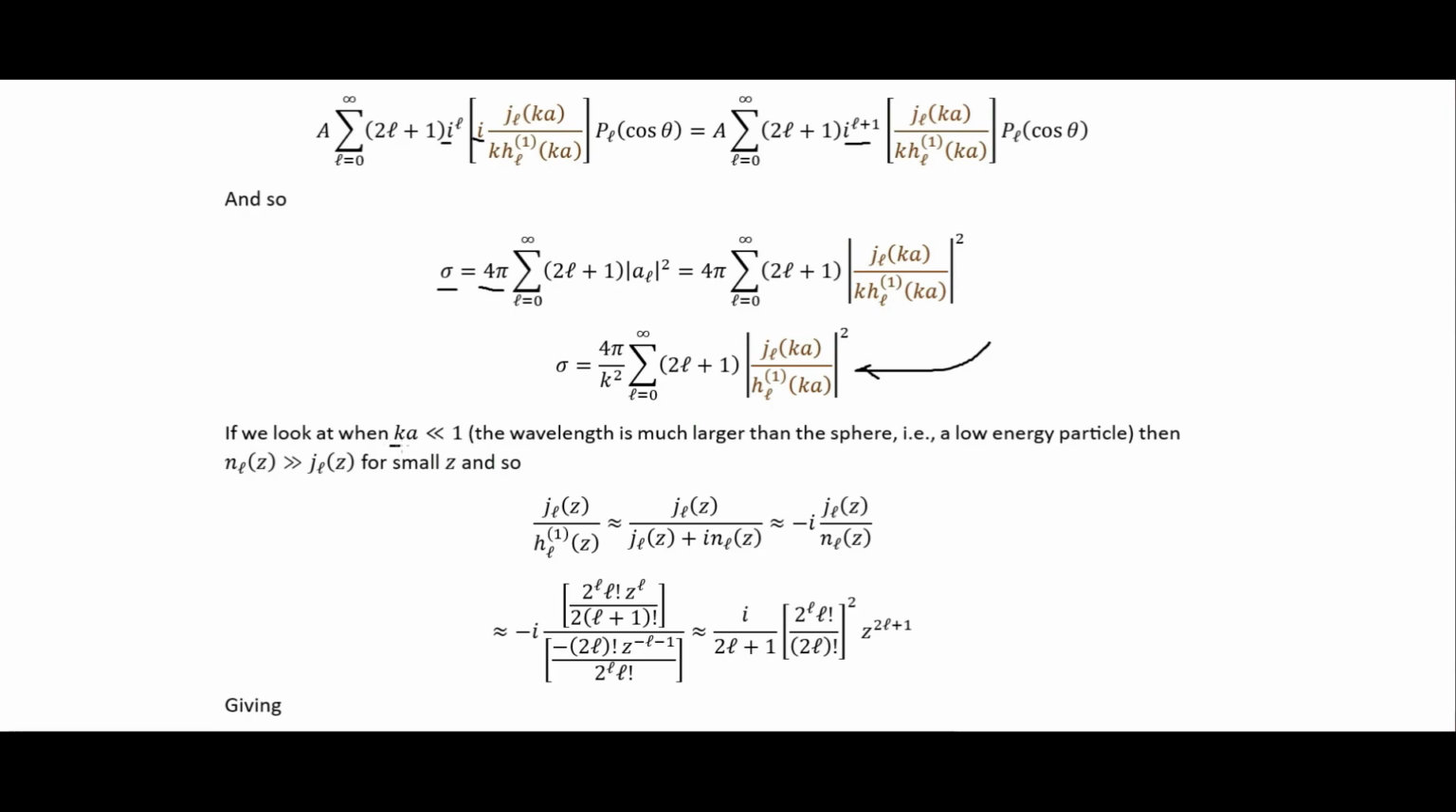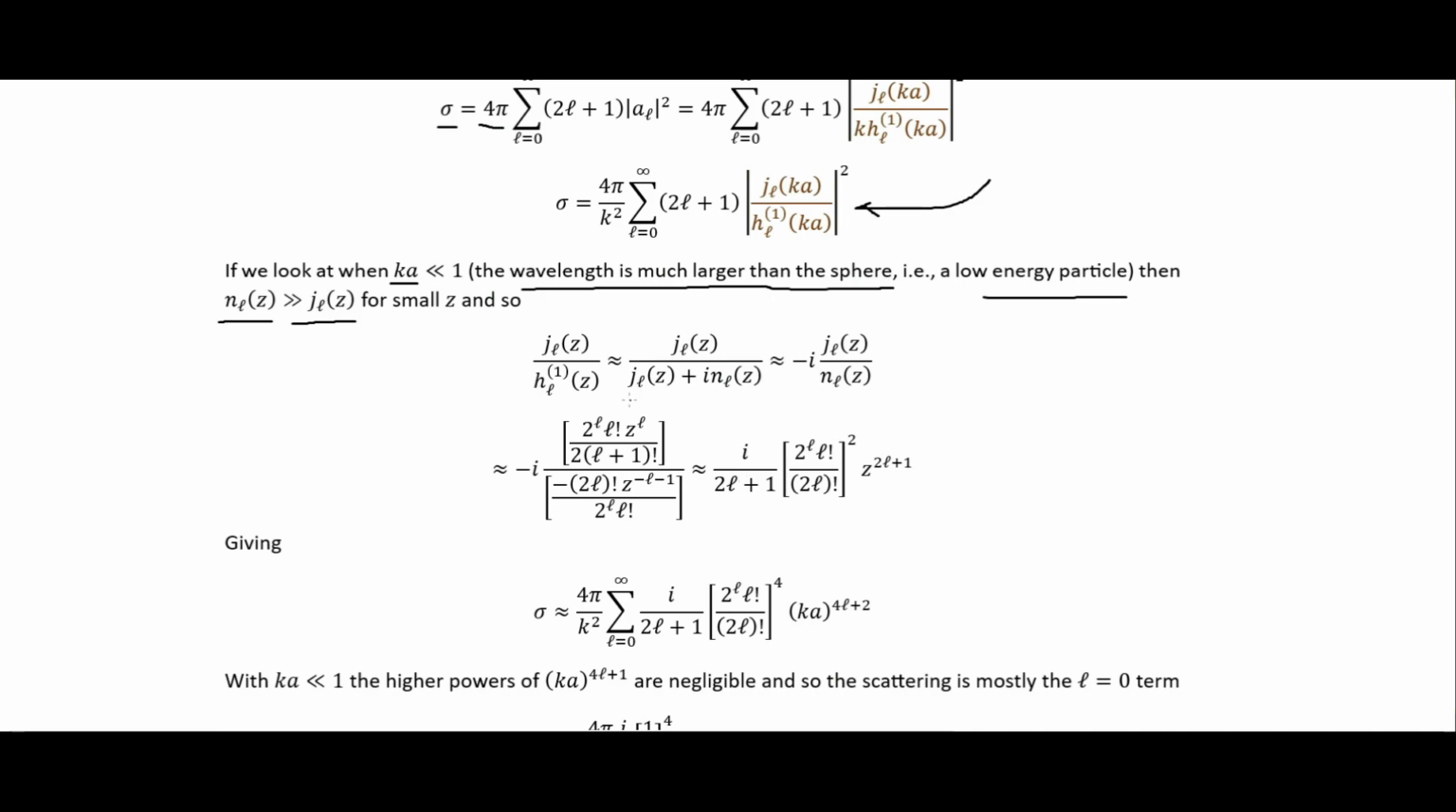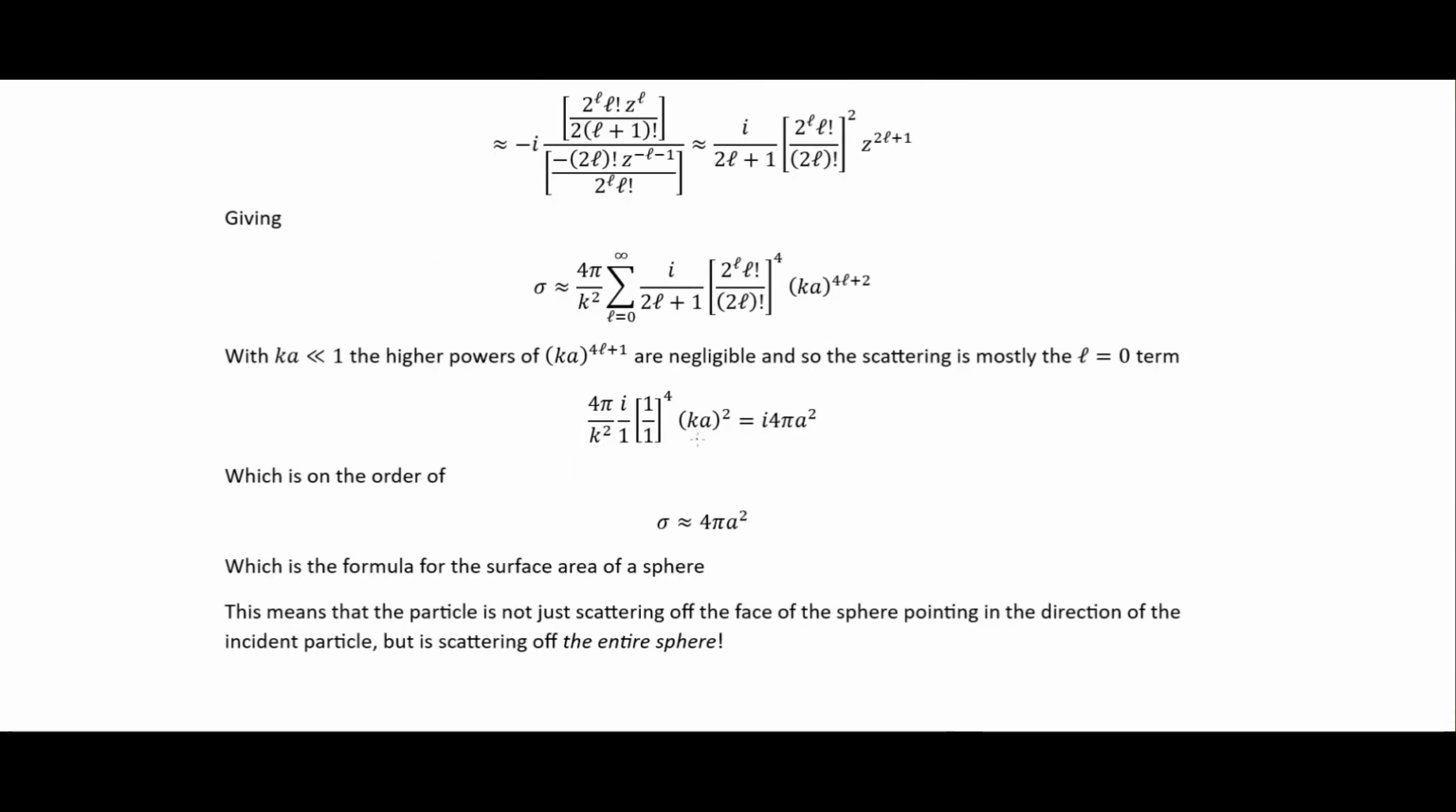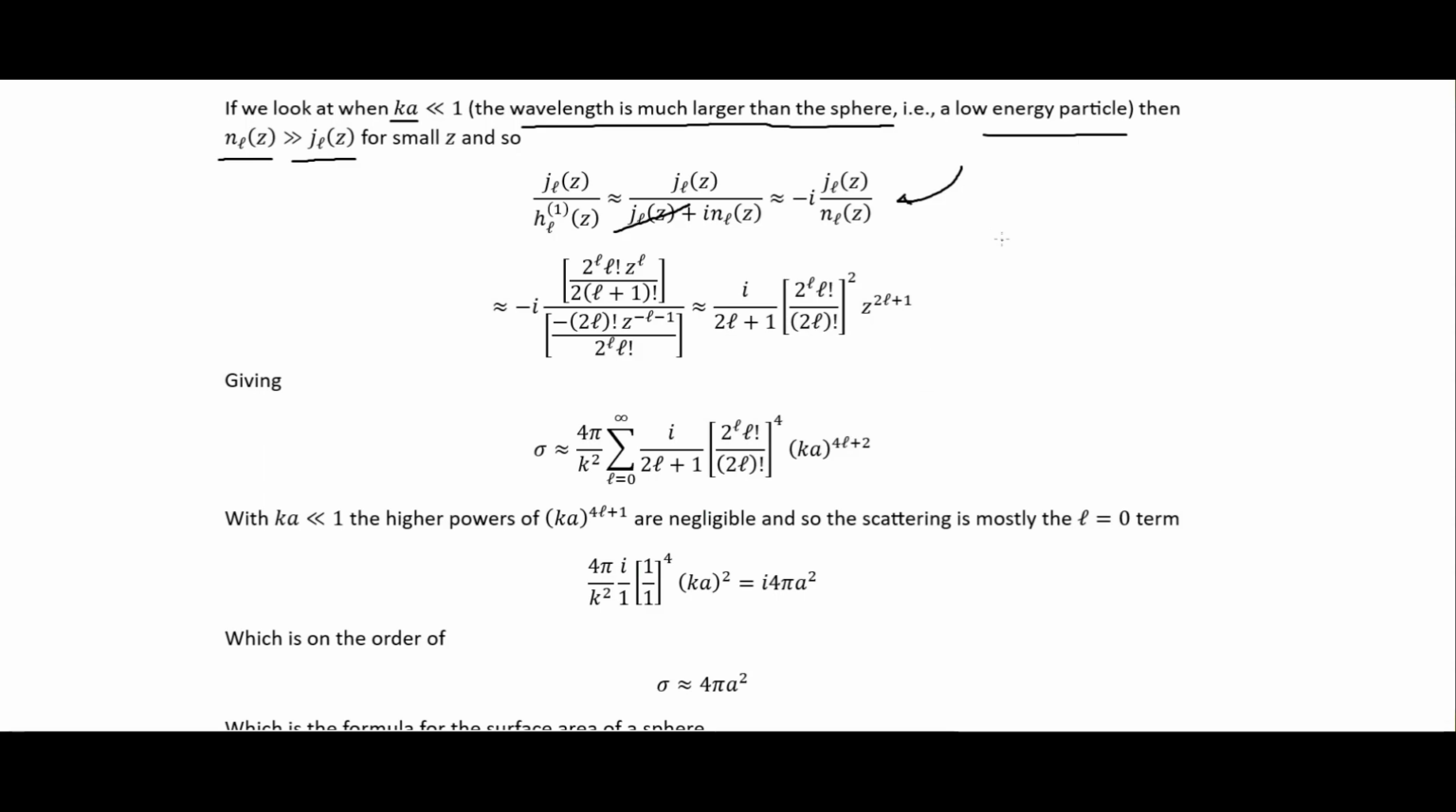So if we look at when ka is much less than 1, that just means that it's a wavelength that's larger than the sphere, which is a low energy particle, then this Neumann function here will be much larger than this J sub L right here. And so we can just cross that off right there and end up with this right here. We put that in here and end up getting this. And so we put that into our total cross section. We end up with this right here.